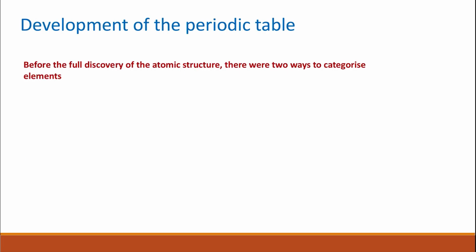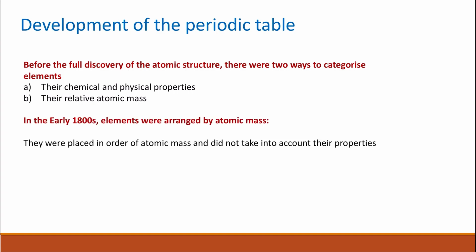Let's talk about the development of the periodic table. Before the full discovery of the atomic structure, there were two ways to categorize elements. The first one is by their chemical and physical properties. The second one is by their relative atomic mass. The very first periodic table was created in the early 1800s, way before the discovery of the atomic number. So the elements were all arranged based on their atomic mass. However, they didn't take into account the properties of the elements, so it wasn't of huge help.